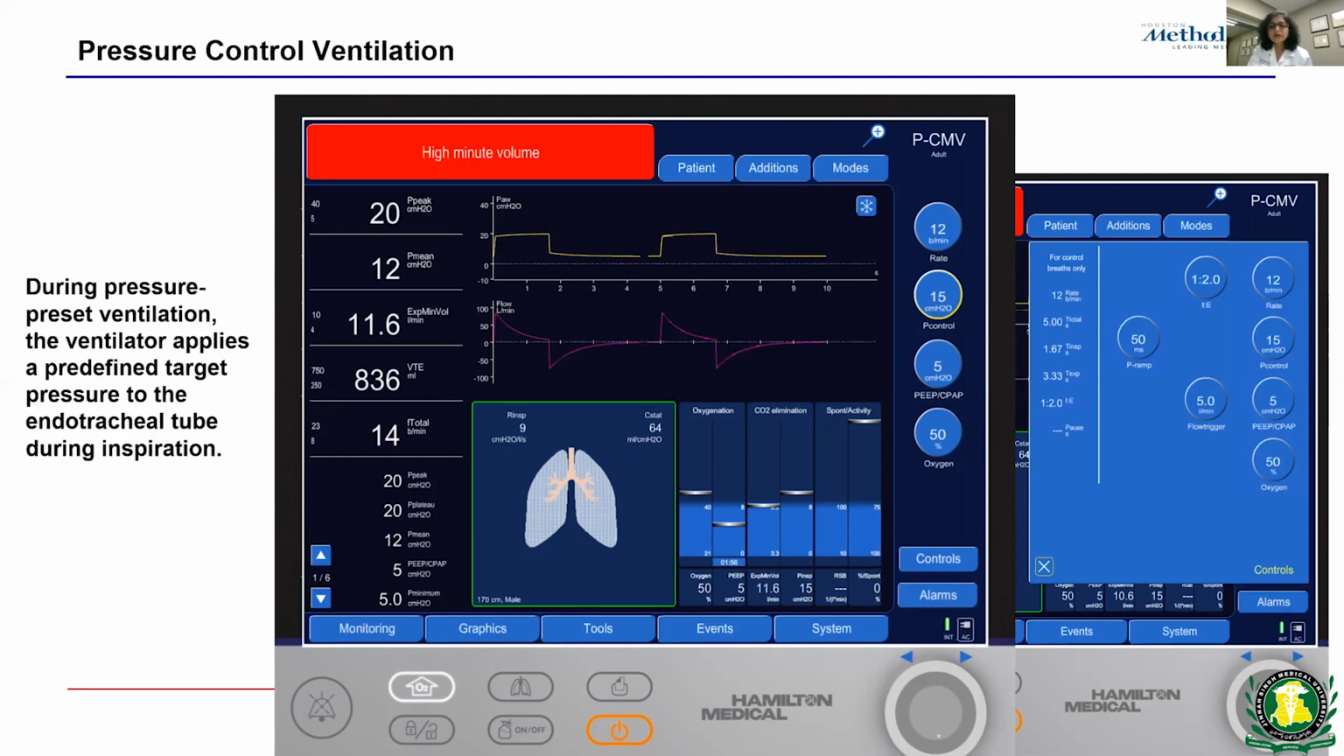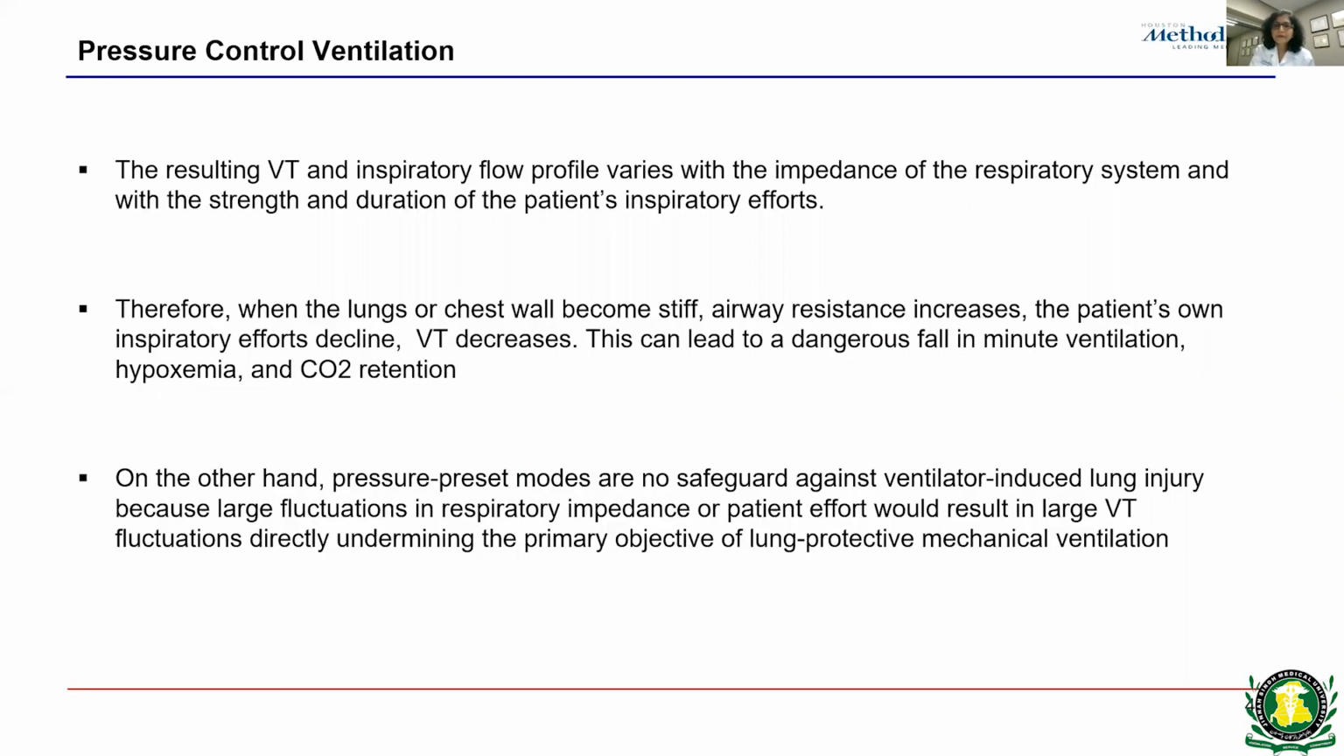So in this case, if you want to set it up at 500 cc, which is equivalent to 6 cc per kilo for that particular patient's ideal body weight, then this is too much volume. So therefore, you have to scale down the inspiratory pressure to get the desired volume. The resulting tidal volume and inspiratory flow profile varies with the impedance of the respiratory system and with the strength and duration of the patient's inspiratory efforts.